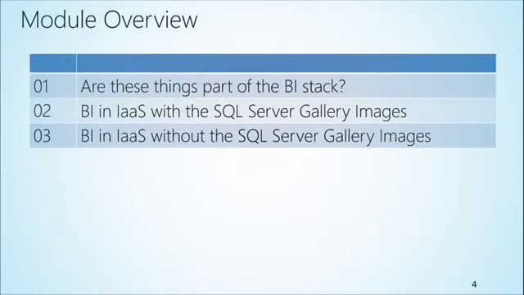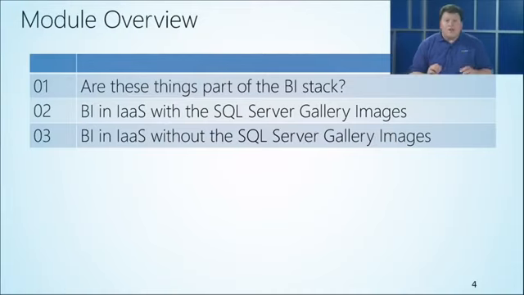So then we're going to go into BI in IaaS with our gallery images. I know you've been hearing a lot about our IaaS stack, and we'll be talking a little bit about the gallery images there. Then we have the BI in IaaS without the gallery images. It's a little bit different. There's a few more options, and we'll be delving into that.